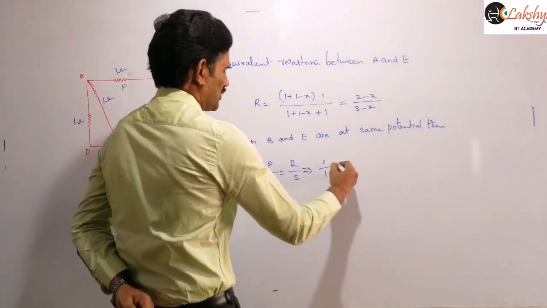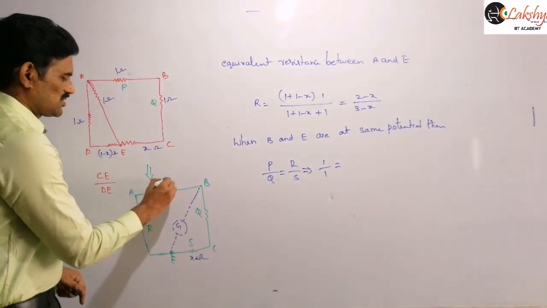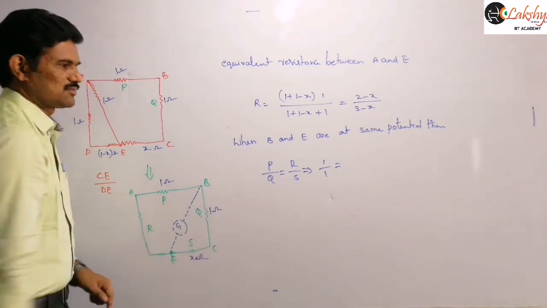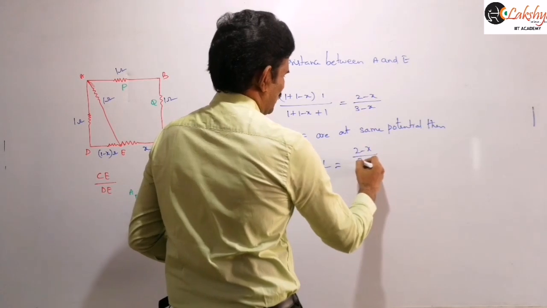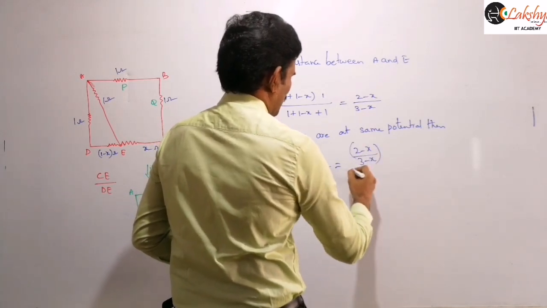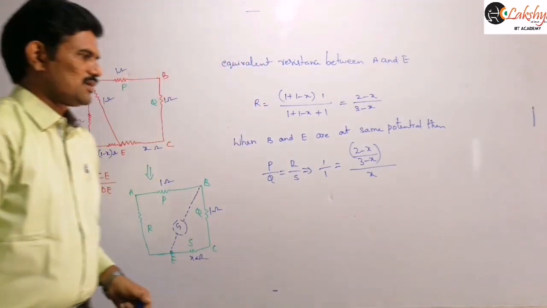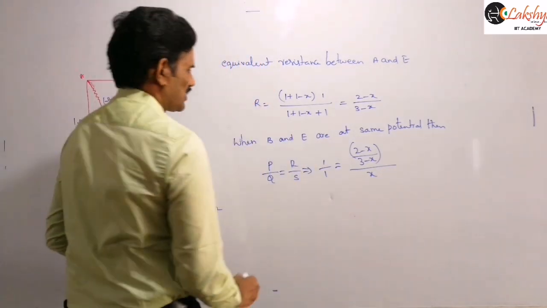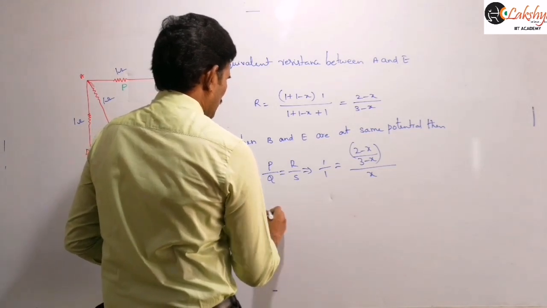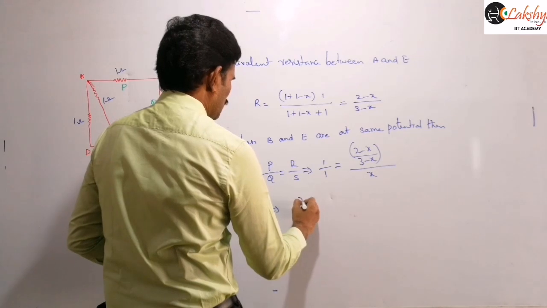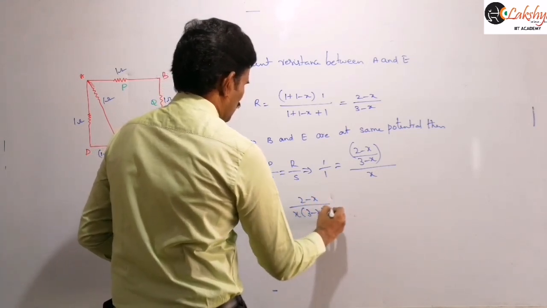So 1 by 1, P is 1 and Q is also 1. This is P and this is Q, which is 1 ohm and this is also 1 ohm here. So then R value, R is nothing but 2 minus X by 3 minus X by this S value is X. Right. So then let us simplify this equation. Then you can simplify this as 2 minus X by X into 3 minus X is equal to 1.